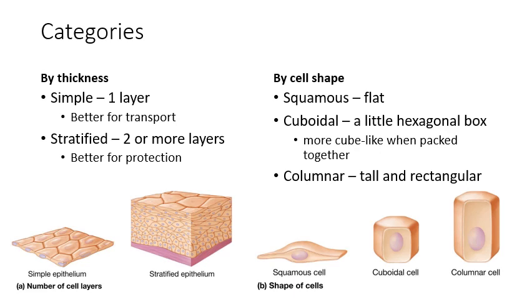Then if you combine these two different ways of categorizing the epithelial tissue, you can get all the actual subtypes of epithelial tissue. We have simple squamous, stratified squamous, simple cuboidal, stratified cuboidal, simple columnar, stratified columnar. Those are all subtypes of epithelial tissues. And then we also have a couple of special subtypes as well. We'll go through those subtypes one by one, starting now.